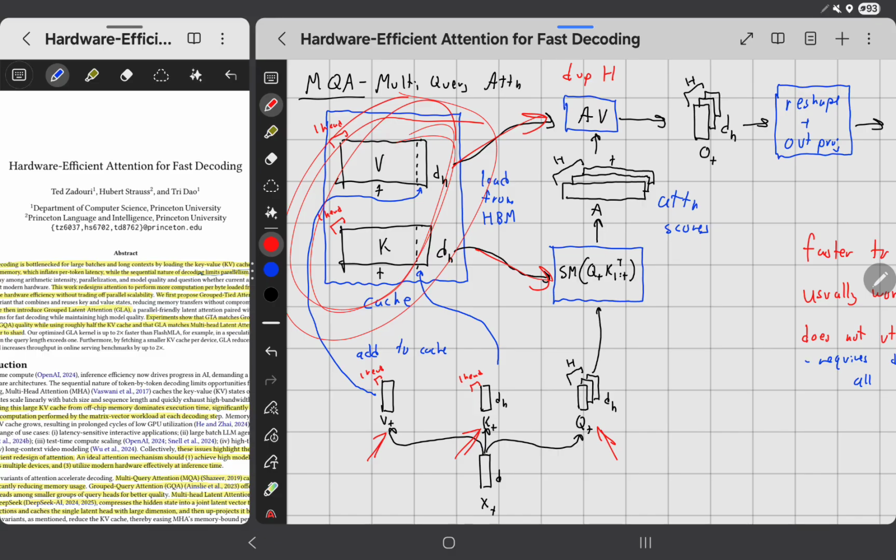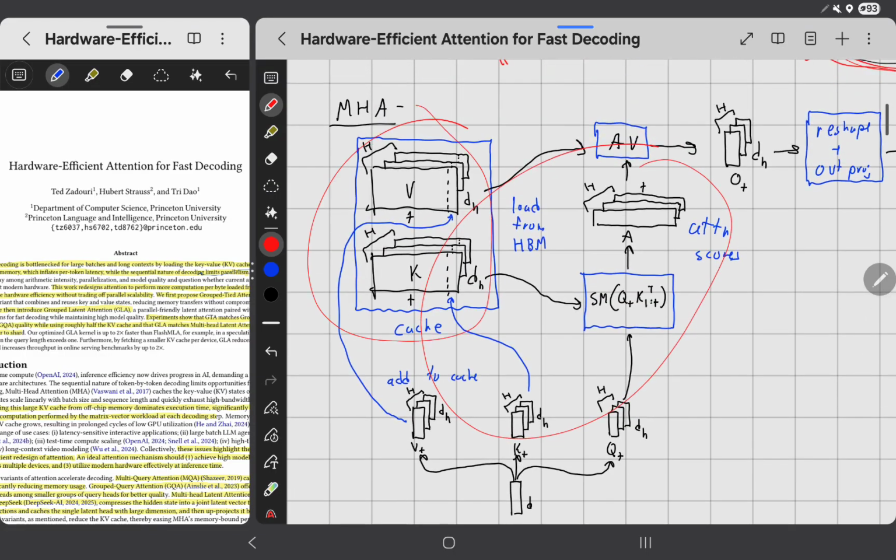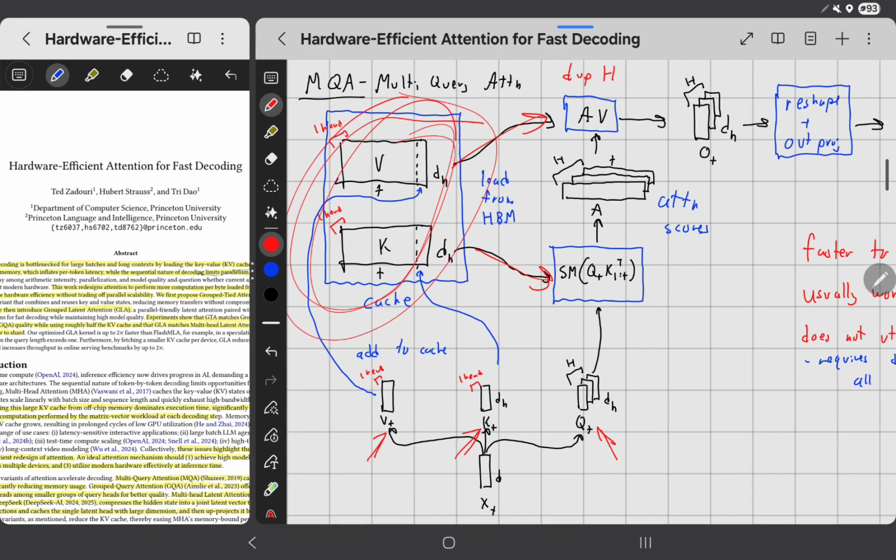So what are the problems with this? One, we just reduced our keys and values by a factor of h, so it's going to be less expressive, theoretically, because it's a lot smaller of a dimension that we're working with by a factor of h. So reducing it by that much is quite a significant amount, but also it is not parallelizable.